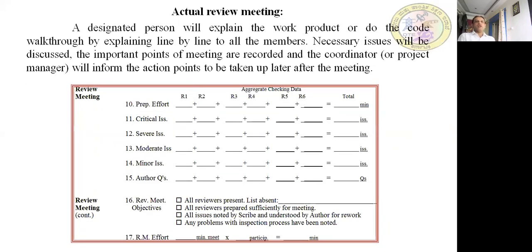Then in the actual review meeting, the author or the coder will go through the code line by line, and the reviewers will see it. If necessary, they will have a discussion and note down the points and the actions to be taken. If they approve it, then the author may go to the next slide, and so on. It may continue, and all the important points are noted down by the recorder. Yes, that is the actual review meeting.